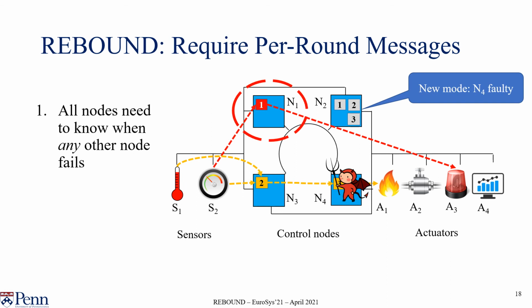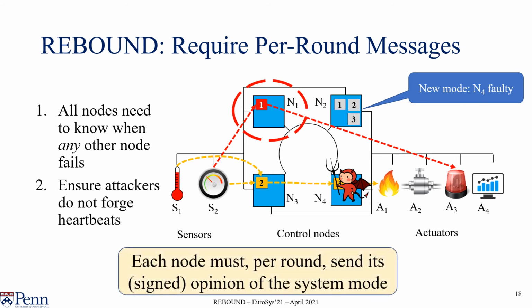Our solution to this is to have all nodes send a periodic heartbeat message to all other nodes in the system. However, we need to ensure that attackers do not forge these heartbeats in order to trigger mode transitions that should not have occurred. So, we require all nodes in a periodic manner to send a heartbeat message in which the content is a signed opinion of what mode that particular node thinks the system is currently in, where a mode consists of the set of nodes and links that is considered to be faulty.